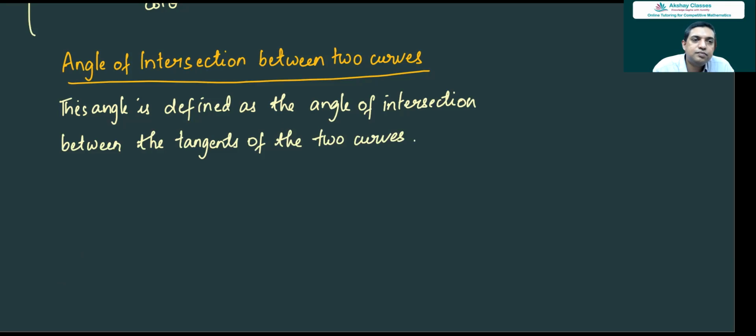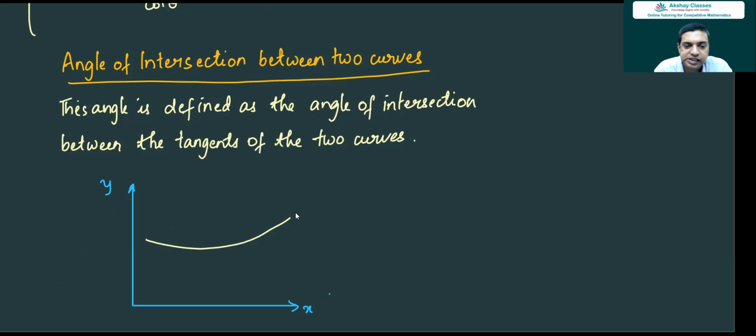So we have the first curve here, let's say, and there is a second curve like this, or like this. Now both of them intersect. Here it is important: the angle of intersection between the tangents of the two curves, I'm highlighting here, at their point of intersection.